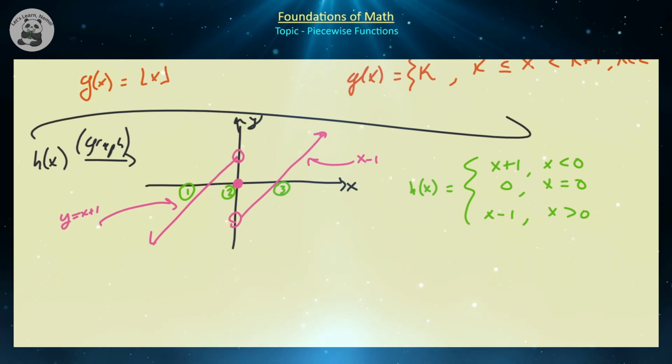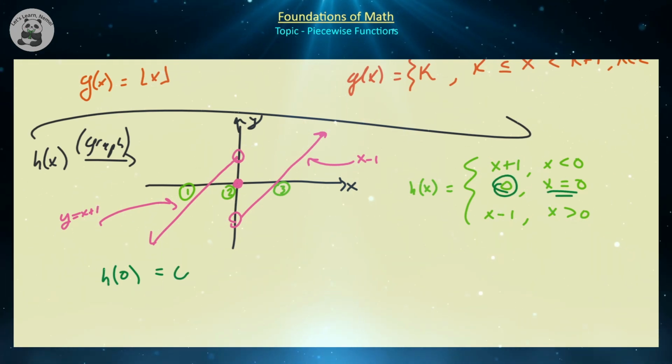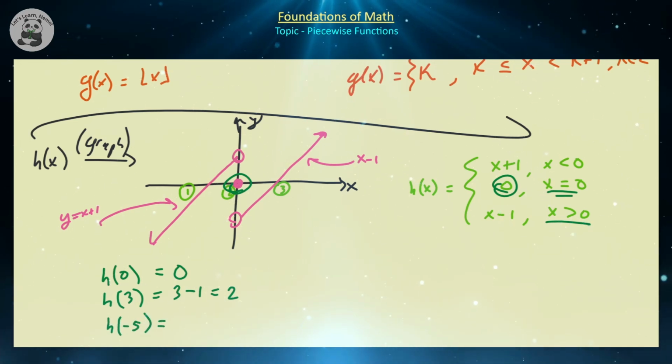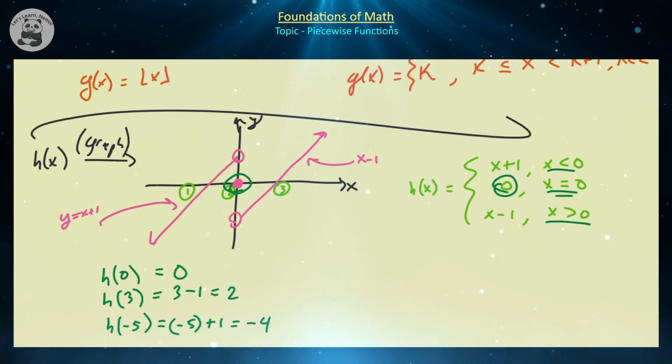So notice a couple of things. For example, somebody could ask you, what is h of 0? Keep in mind 0 is equal to 0. Therefore, the output is going to be equal to 0. That's where the closed dot is on the graph. If somebody says, for example, what is h of 3? We know that 3 is bigger than 0. So that means this is going to be 3 minus 1, which is going to be equal to 2. And if somebody asks you what is minus 5 evaluated for h, clearly minus 5 is less than 0. So this is going to be equal to minus 5 plus 1, which is going to be equal to minus 4. And a couple other things to notice here, especially what's going on around 0.